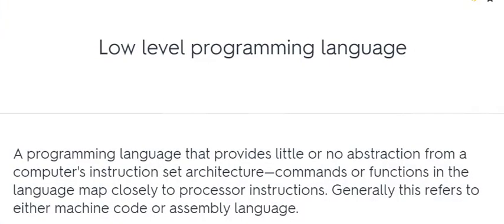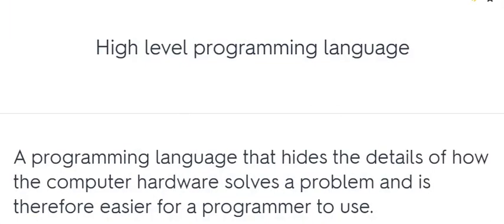Low-level programming language, a programming language that provides little or no abstraction from a computer's instruction set. Architecture, commands or functions in the language map closely to processor instructions. Generally, this refers to either machine code or assembly language. High-level programming language, a programming language that hides the details of how the computer hardware solves a problem and is therefore easier for a programmer to use.